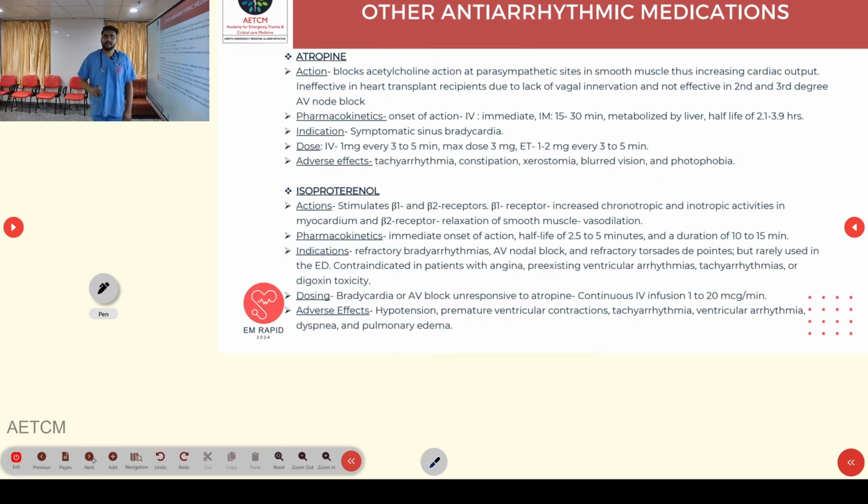Then coming to other antiarrhythmic medications which are not included in these classes, atropine, as we all know, blocks the acetylcholine action at the parasympathetic sites in smooth muscle, and this increases the cardiac output. It is ineffective in heart transplant patients because they lack the vagal innervation, and is not effective in second or third degree heart blocks or the infranodal block.